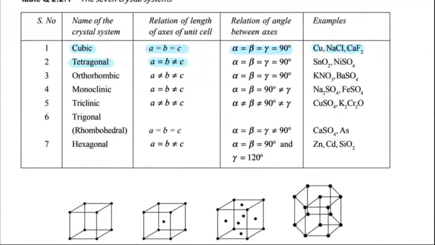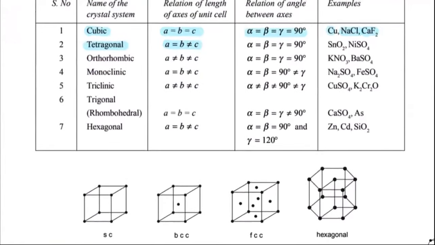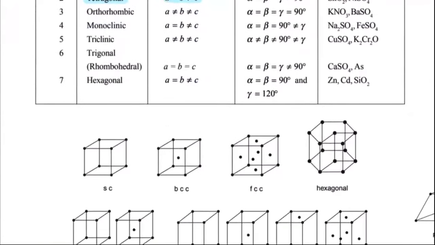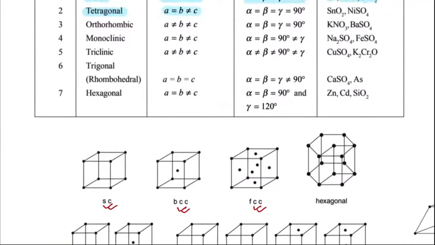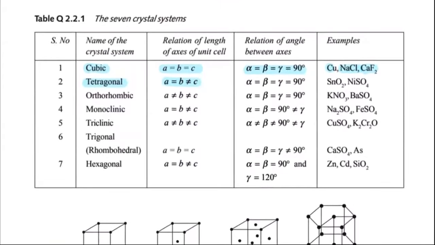Tetragonal is when A equals B, but B is not equal to C. Now understand, in cubic itself we have three types: simple cubic, body centered cubic, and face centered cubic. In simple cubic, all the atoms are arranged at the corners. In body centered, the atoms are at the corners as well as inside the body. In face centered, all the corners plus the faces. So the cubic system will have three lattices. Just note it down: body centered, put these things down also at once.